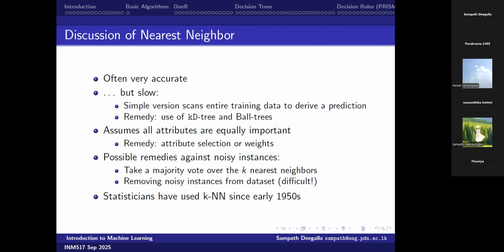And the other point is, this comes from statistics, and this particular algorithm was actually used even in the early 1950s. Okay, next I will show you how you may apply it. So I'm going to select WEKA.